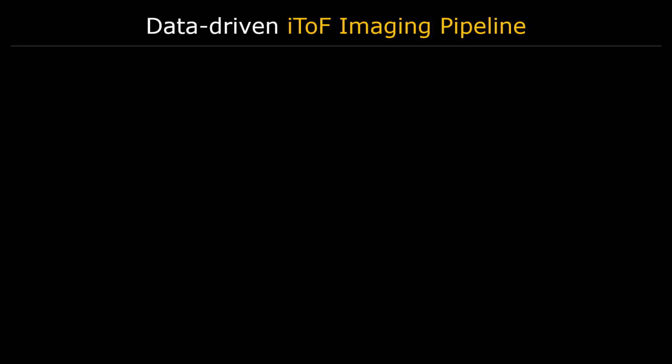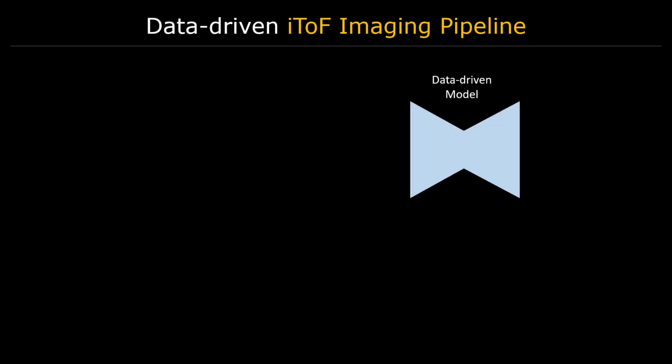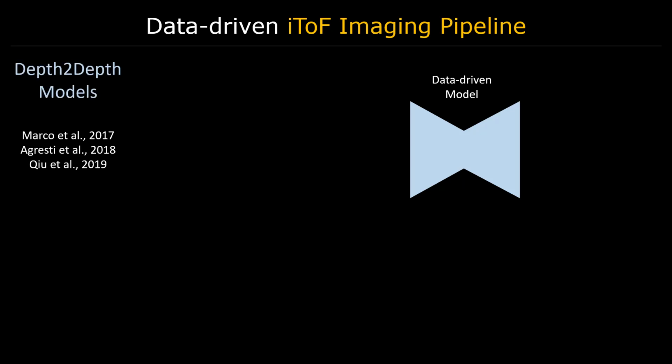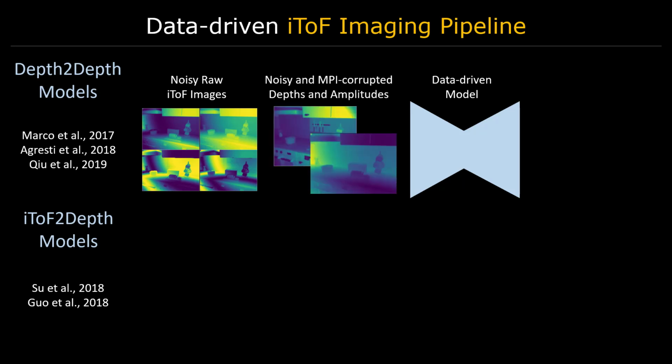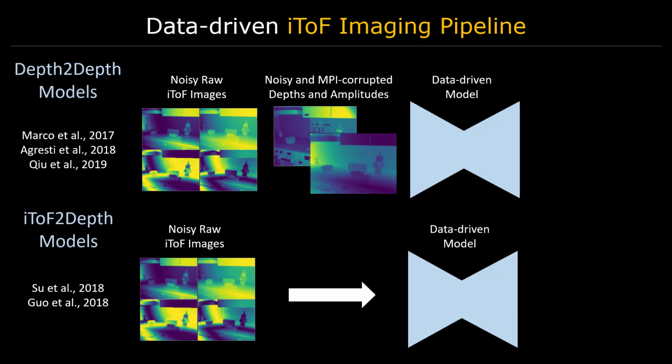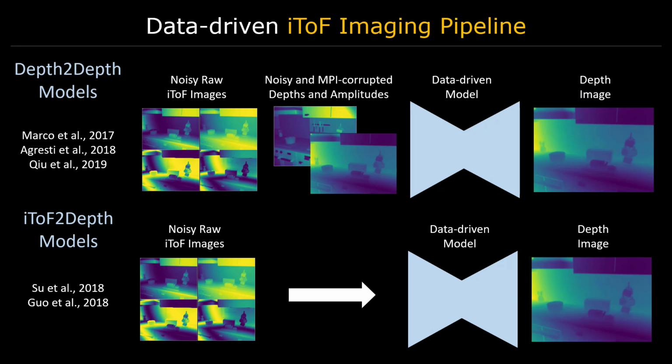Recently, a different iToF imaging pipeline has become the state-of-the-art, which relies on data-driven models. We group these new approaches into two categories, depth-to-depth and iToF2depth. This grouping refers to the input-to-output representations used during training. From the iToF images, depth-to-depth models pre-compute MPI-corrupted depths and use them as the input to the data-driven model. On the other hand, iToF2depth models directly input the iToF images. Finally, they both use depth images as the final output representation used for supervision during training. Current data-driven iToF models perform well.